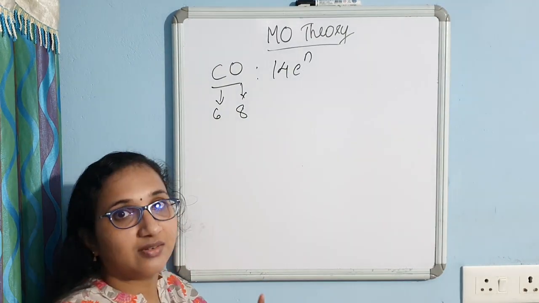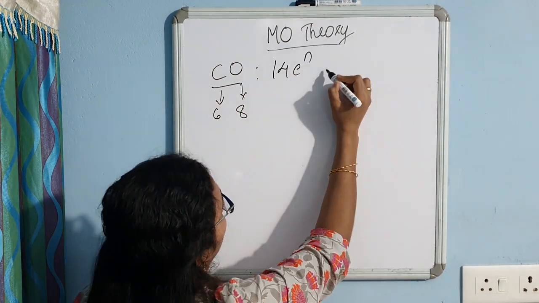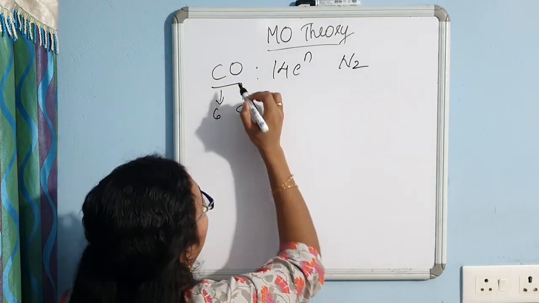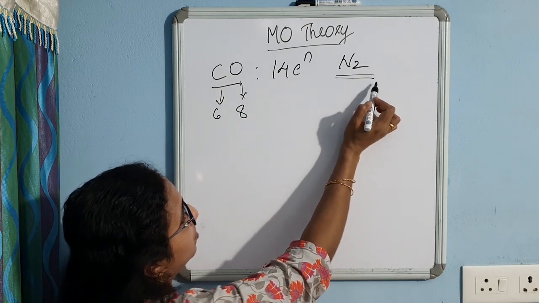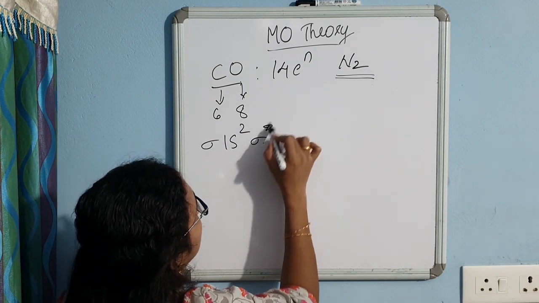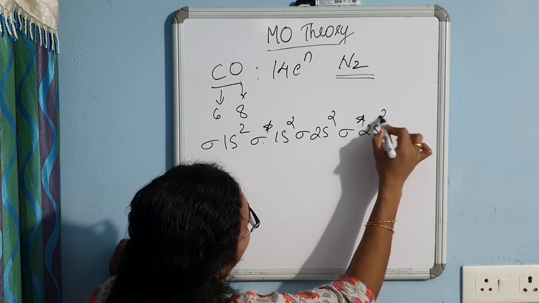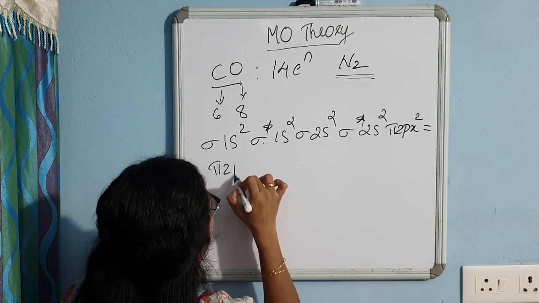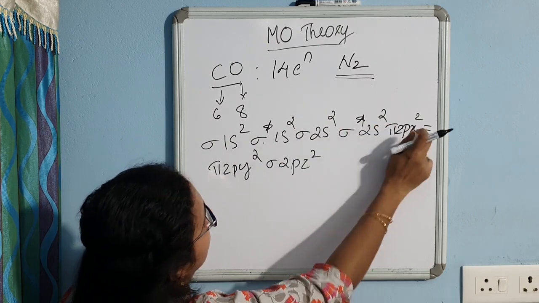So carbon monoxide is a 14 electron system, or we can say it is isoelectronic with nitrogen molecule. We know nitrogen molecule also has 14 electrons. So the MO configuration of carbon monoxide is the same as that of nitrogen. That is, for up to 14 electrons we have the rule sigma 1s2, sigma star 1s2, sigma 2s2, sigma star 2s2, pi 2px2 equals pi 2py2, sigma 2pz2. 2, 4, 6, 8, 10, 12, 14.